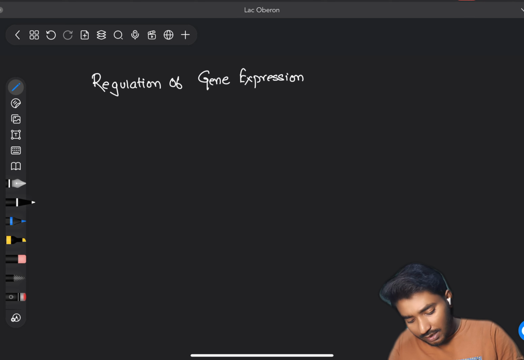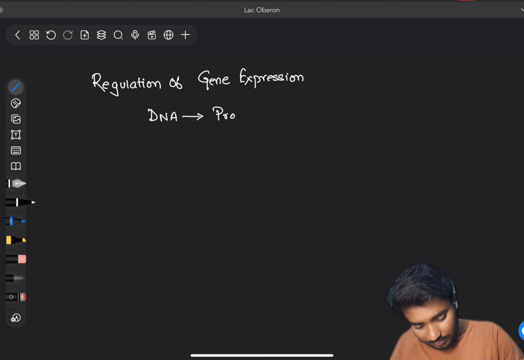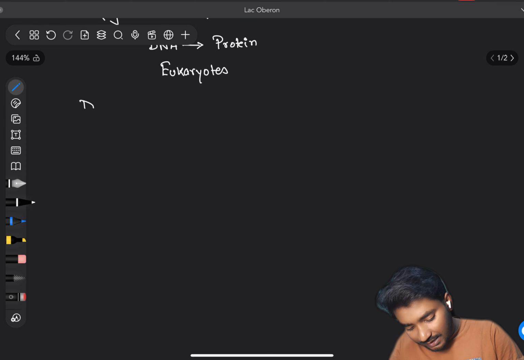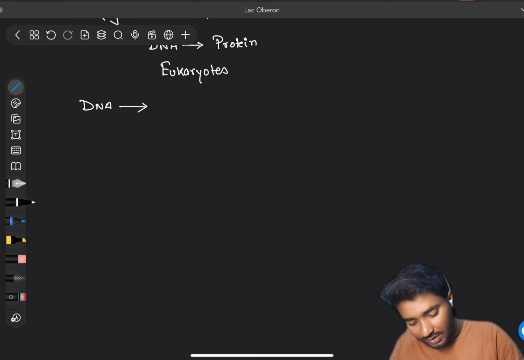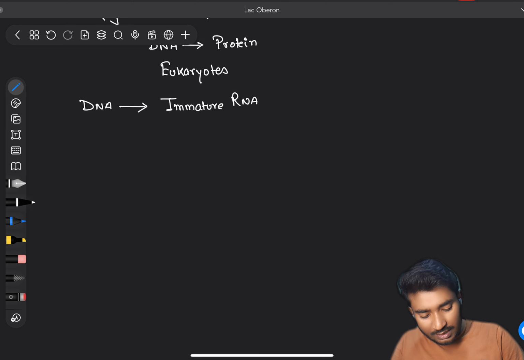Regulation of gene expression carries DNA changes to protein. In eukaryotes, the DNA is converted into immature RNA. DNA to RNA, RNA to protein. So DNA converts to immature RNA, that is the primary transcript. It is also called 1-degree transcript.